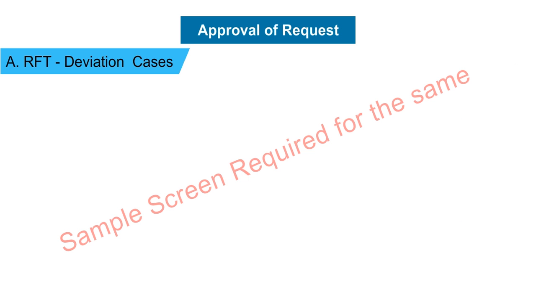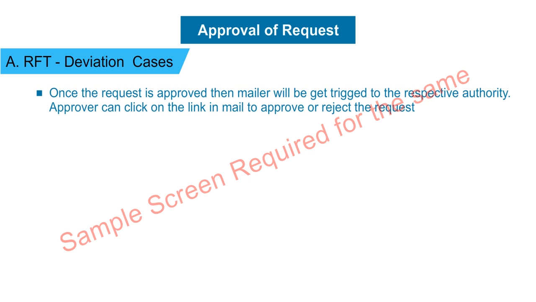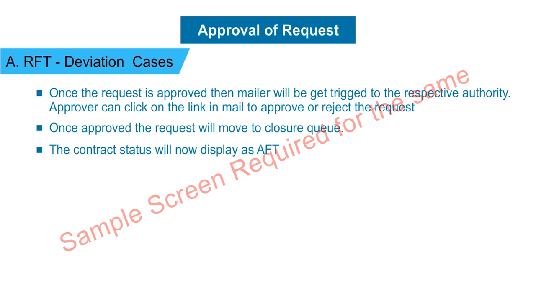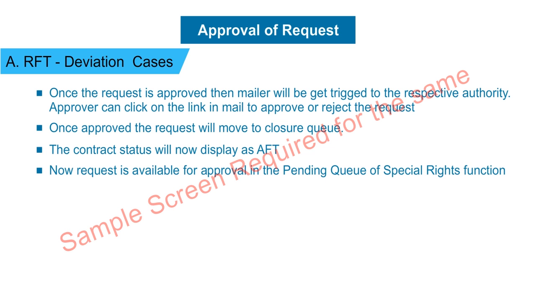Approval of request. RFT, deviation cases. Once the request is approved, the mailer will be triggered to the respective authority. The approver can click on the link in the mail to approve or reject the request. Once approved, the request will move to the closure queue. The contract status will now display as AFT.